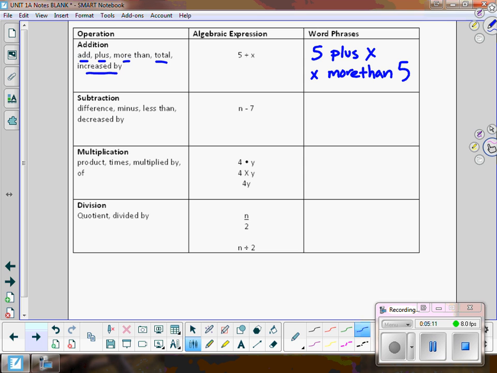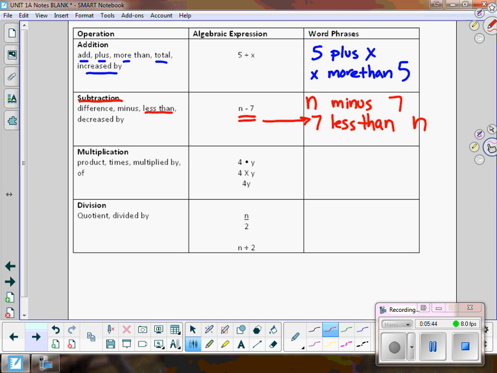For the next one, n minus 7, this is subtraction, and I already did the first one for you. You might say n minus 7. The one that students often mess up is less than, and they often say this backwards. And I'm going to show you the right way to say it. I would say 7 less than n. Notice how I said it backwards. 7 less than n is the correct way of saying that.